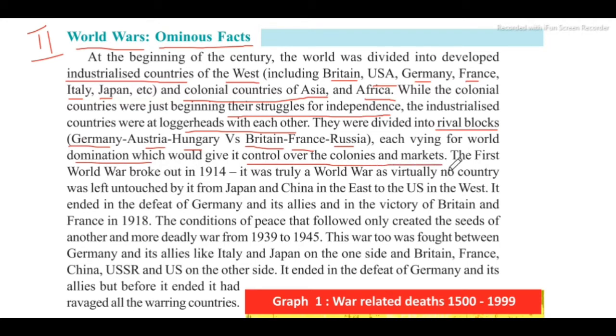So in this course, eventually there was a First World War, which broke out in the year 1914. And it was truly a world war, as virtually no country was left untouched. From Japan and China in the east to the US in the west, everyone participated in the First World War. The final result: Germany and its allies were defeated. The war ended in the year 1918.